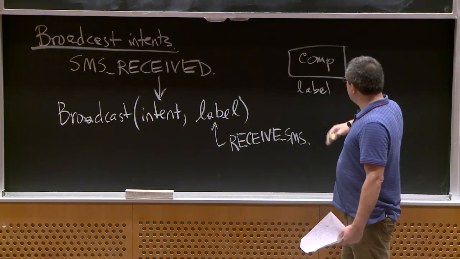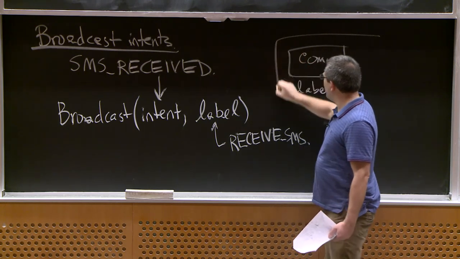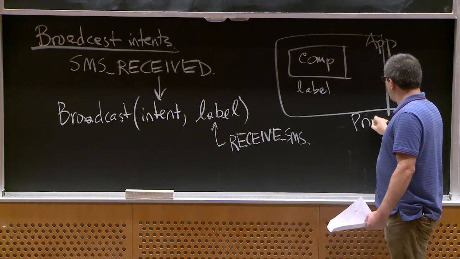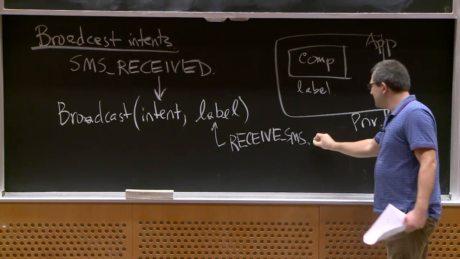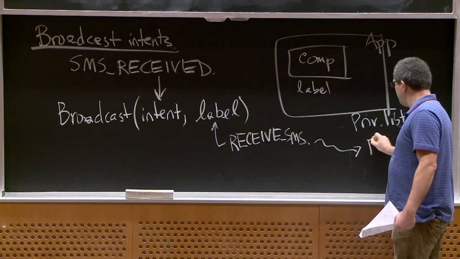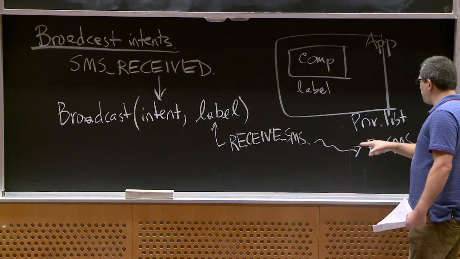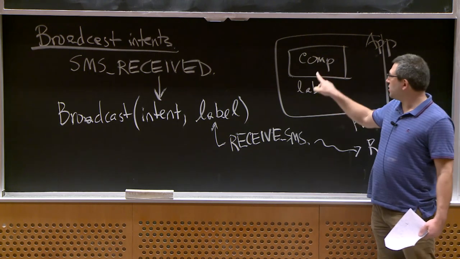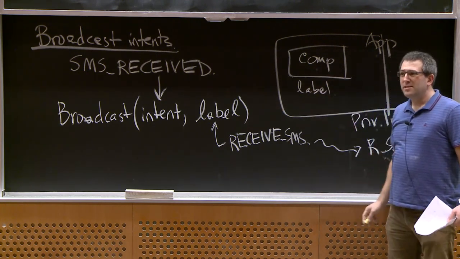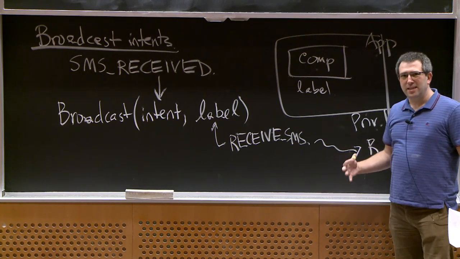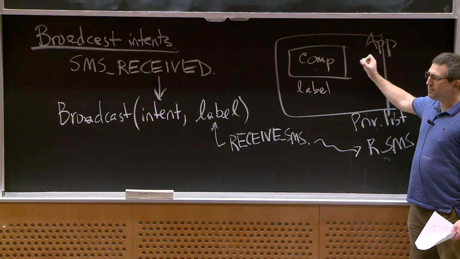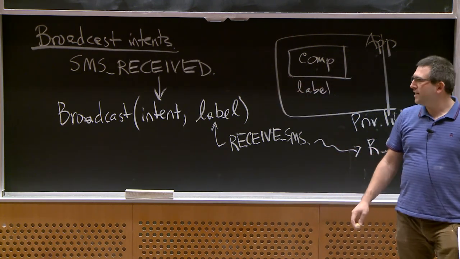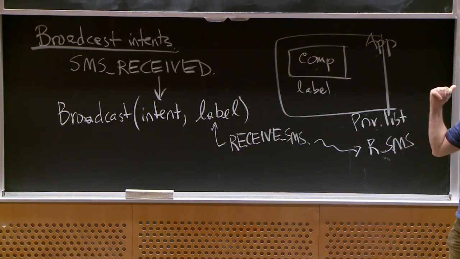So to complete this picture, we have to take a look at the component and figure out what app this component sits inside of. And the app itself has a privilege list. And it had better be the case that this receive SMS is here. If this label is in the privilege list of the application, then it's okay for this component to receive that intent. Slightly roundabout, I think it gets at the goal, which is that the app must be privileged to get this intent. But it's slightly clunky, or doesn't look exactly like our other plans there.